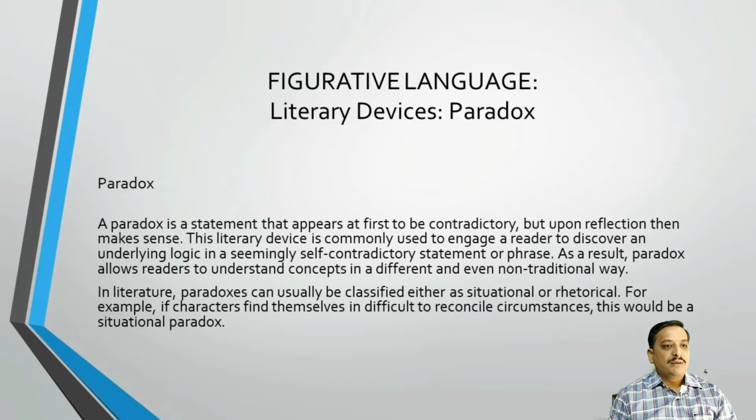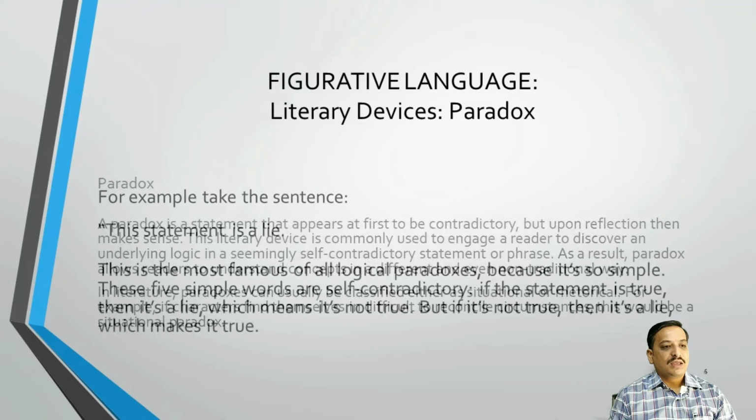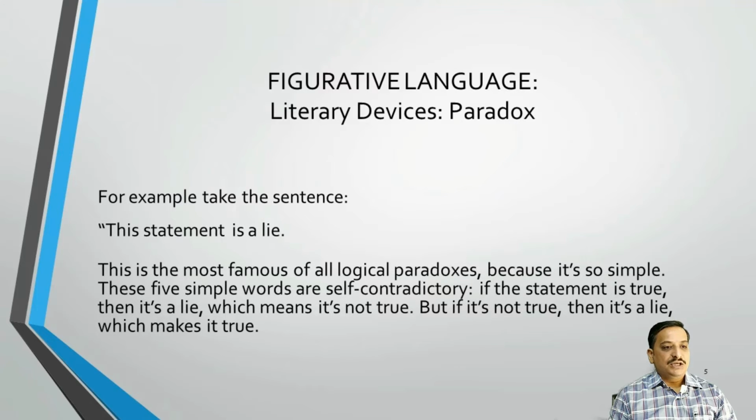In literature, paradoxes can usually be classified either as situational or rhetorical. For example, if characters find themselves in difficult to reconcile circumstances, this would be a situational paradox. Examples include, if we take the sentence, "This statement is a lie." This is the most famous of all logical paradoxes because it's so simple.